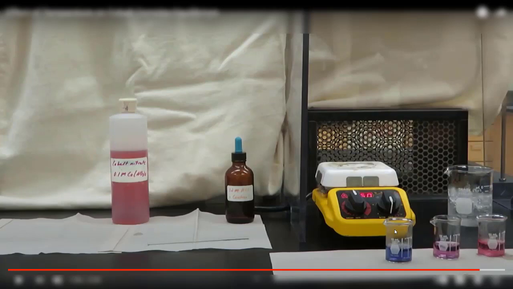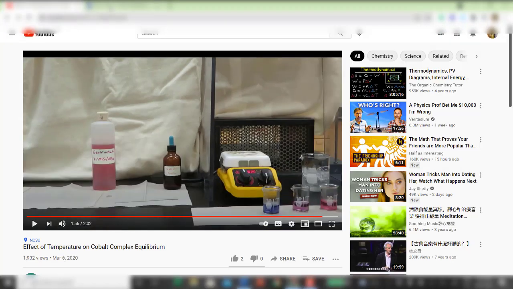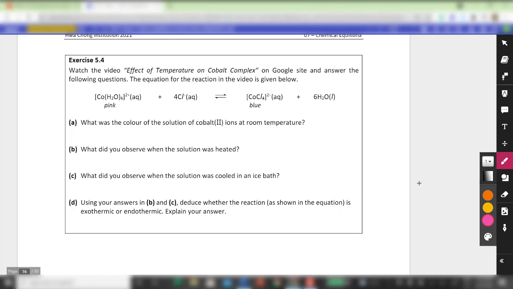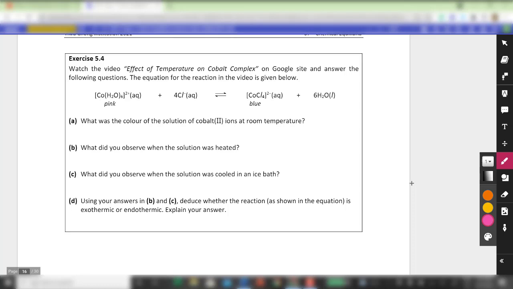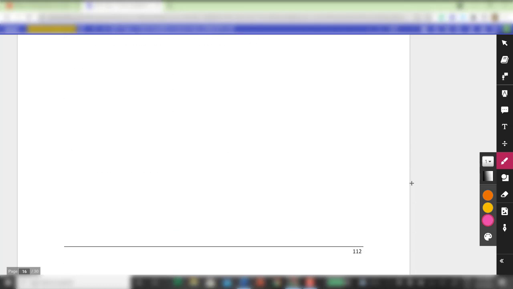I hope this particular YouTube video helps you to understand this concept a little bit more, so that you are in a better position to explain Le Chatelier's principle when you're faced with a change in temperature, a change in partial pressure, concentration, or even the addition or removal of reactants and products.